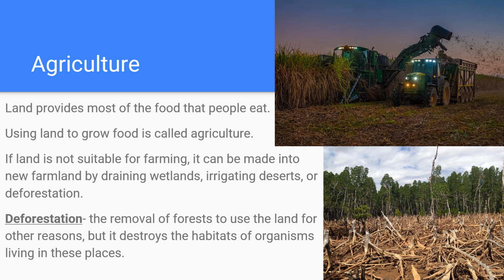Agriculture. Land provides most of the food that people eat. Using land to grow food is called agriculture. If land is not suitable for farming, it can be made into new farmland by draining wetlands, irrigating deserts, or deforestation. Deforestation is the removal of forests to use the land for other reasons, but it destroys the habitats of organisms living in that place.